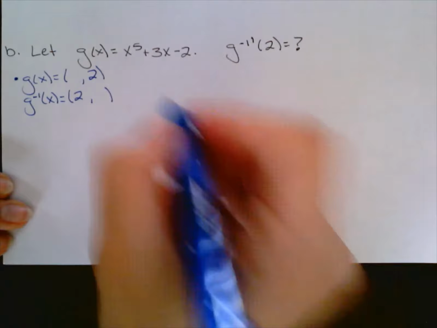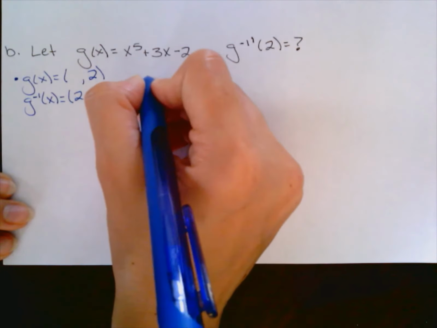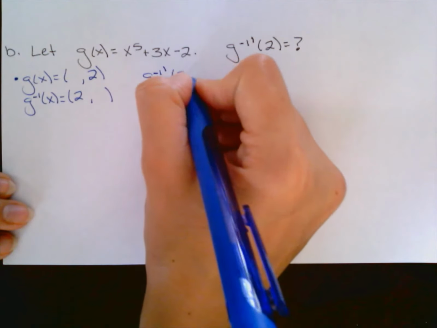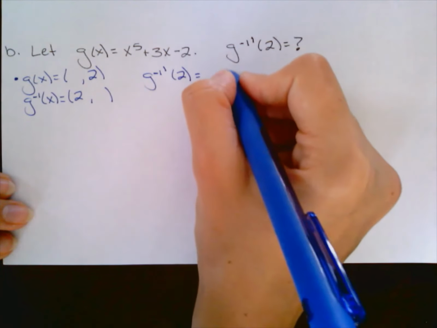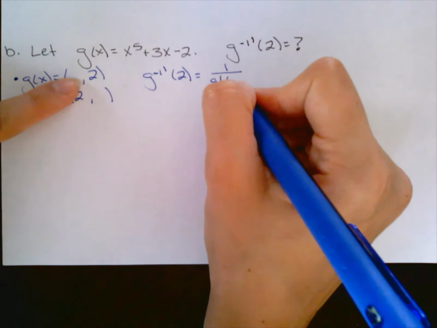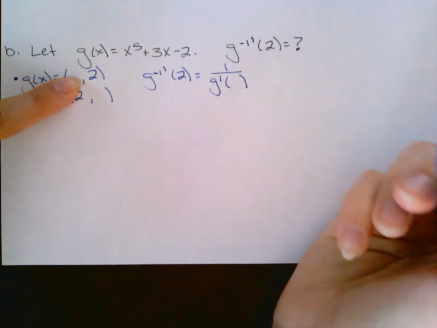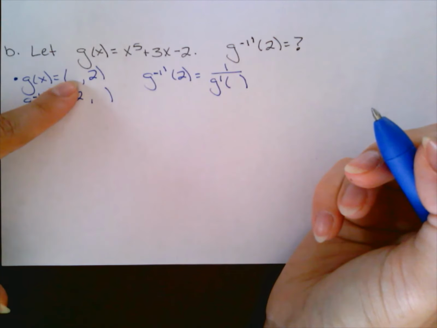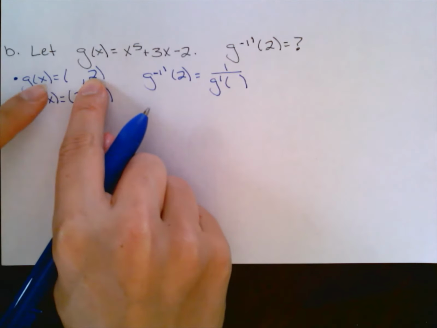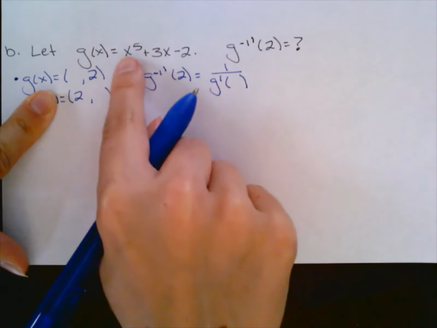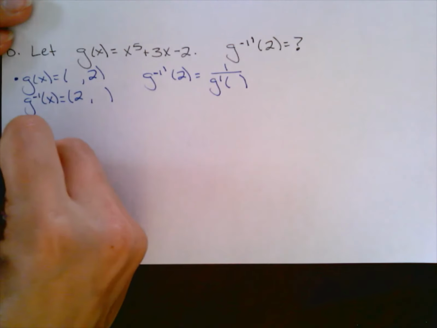Okay, now if I want to know the inverse of g prime at 2, I'm going to want to find 1 over the original g prime at its x value, which I'm currently missing. So I'm going to have to do a little bit of math to find out what that x value is. So if 2 is the y value of g, I can set g equal to 2 and solve for that x.